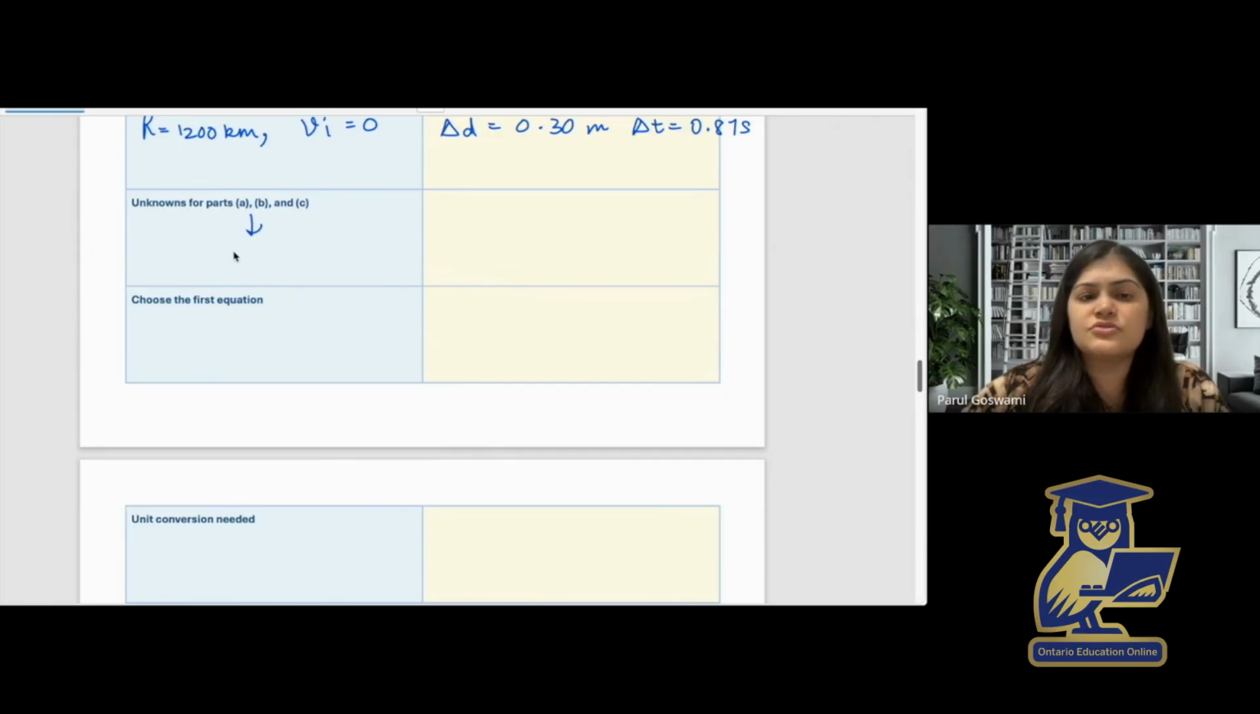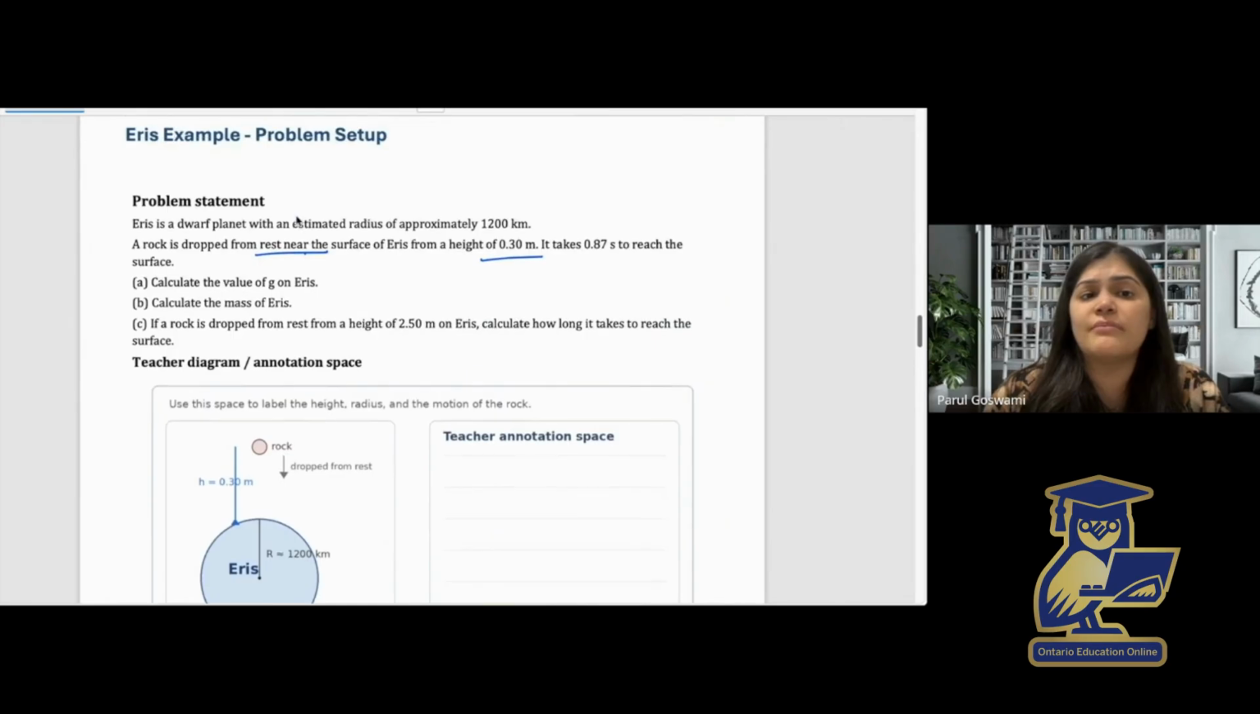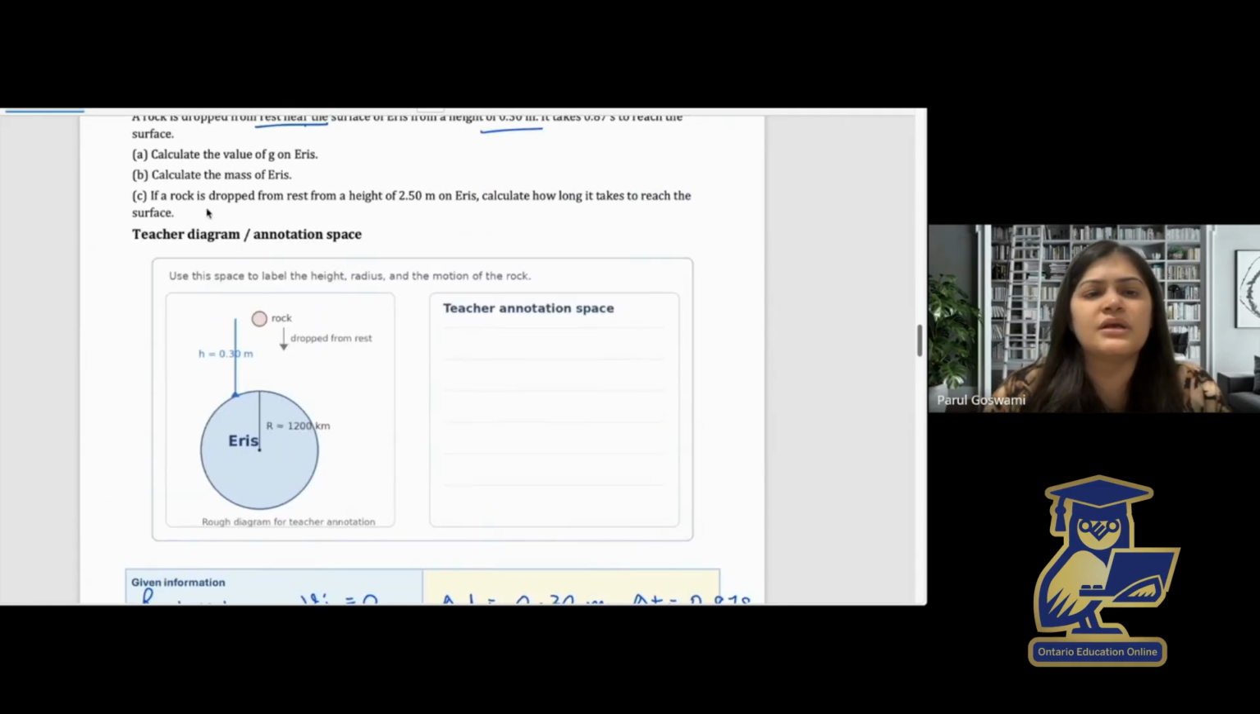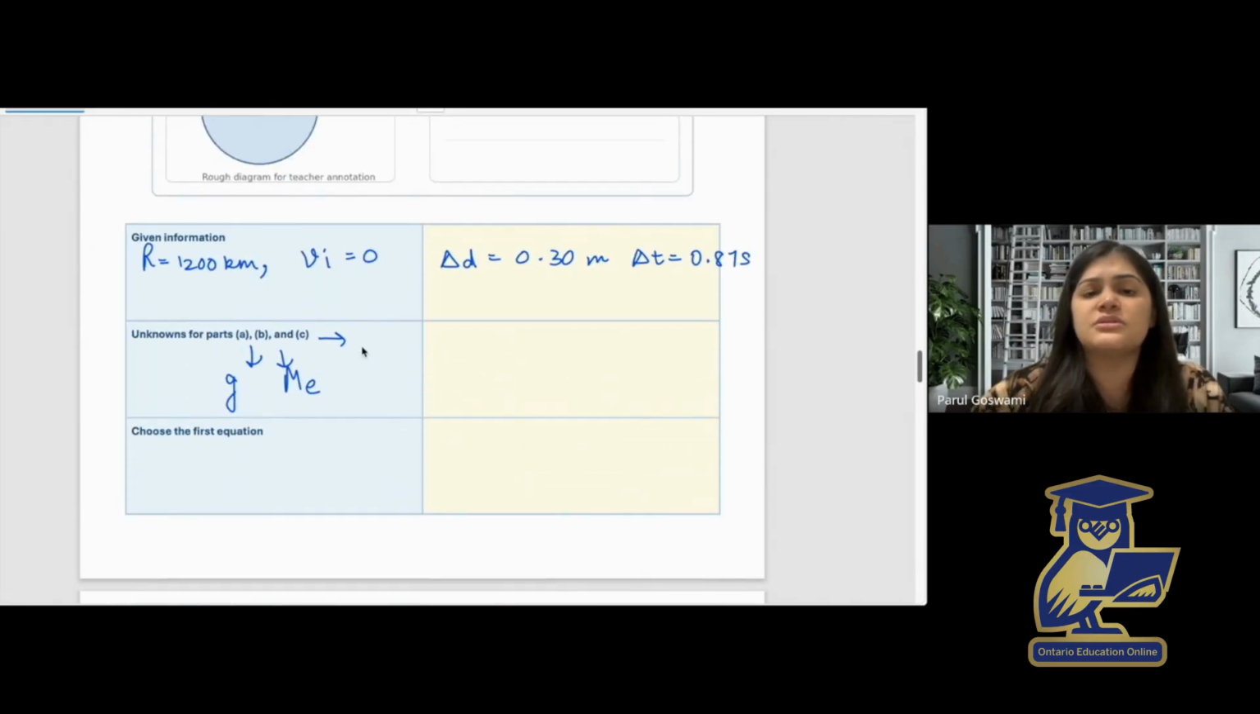Now we have to calculate the value of g on Eris, which is unknown. For part A, small g we have to calculate. For part B, we have to calculate the mass of Eris. So we can write mass of Eris, E represents Eris. And in part C, if the rock is dropped from rest from a height of 2.5 meter, we have to calculate how long it takes to reach the surface. So here the height has been changed, then we have to find the delta t.